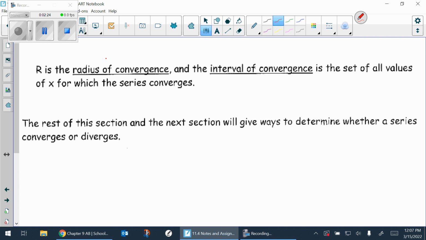Now, the radius of convergence, the interval of convergence, this is the set of all values of x for which the series converges. So it's just sort of defining what an interval of convergence is. And in the rest of this section, and in the next section, we are going to be given ways to determine whether a series converges or diverges. Today we're only going to talk about 2 of them. We'll talk about the nth term test. We're going to talk about the integral test. So that's it for this particular topic.